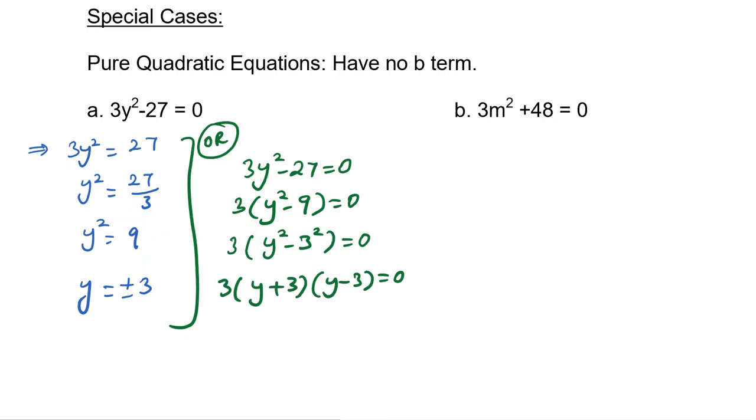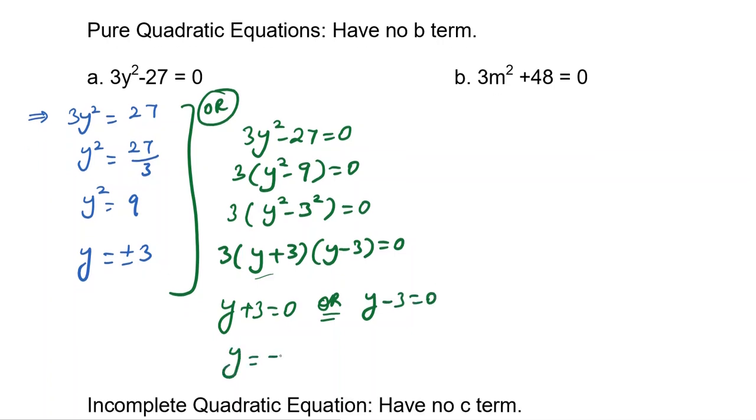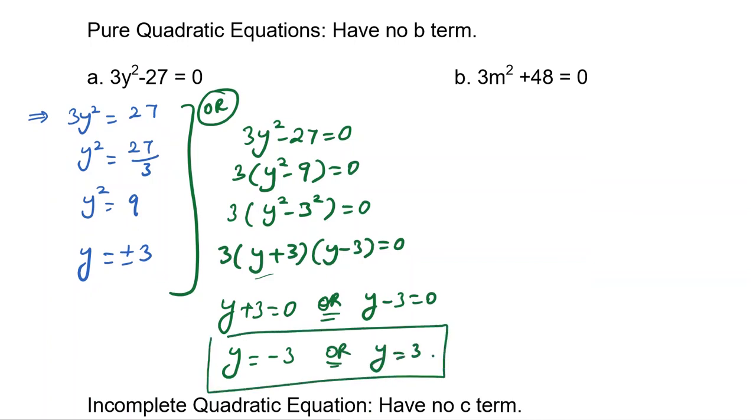So now the product of these three factors is 0. 3 is non-zero, so this cannot be 0. So either y plus 3 is 0 or y minus 3 equals 0. So it means either y equals negative 3 or y equals positive 3. So this is our solution.